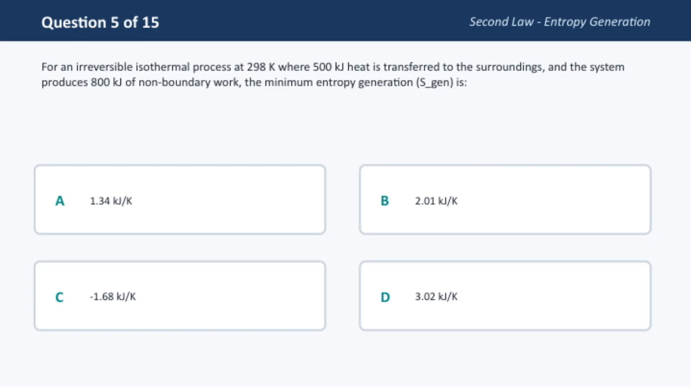Let's look at a problem involving entropy generation in an irreversible isothermal process at 298 Kelvin. Here, 500 kilojoules of heat leaves the system, while it produces 800 kilojoules of non-boundary work. Our goal is to find the minimum entropy generated during this process. This question helps us apply the second law of thermodynamics, focusing on how entropy changes when energy transfers happen irreversibly. It's a key step in understanding real-world energy efficiency.